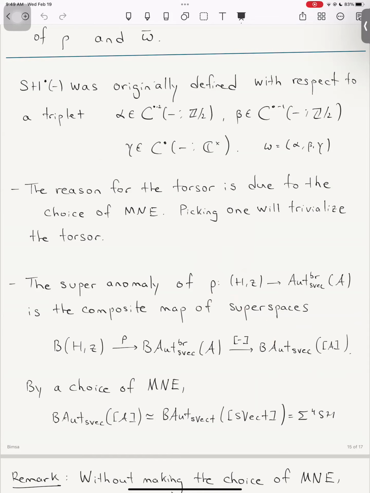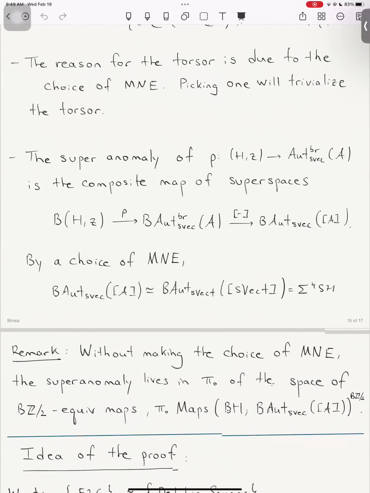And by going down, you recall that I just take the width classes. By taking the width class of this thing, well, now this is a braided thing, but this is just a monoidal thing because I took the width class. And by a choice of M and E, I can find some equivalence between this thing and some equivalence of this with just SVec. And it so happens that this groupoid is just SH suspended up in 4 degrees.